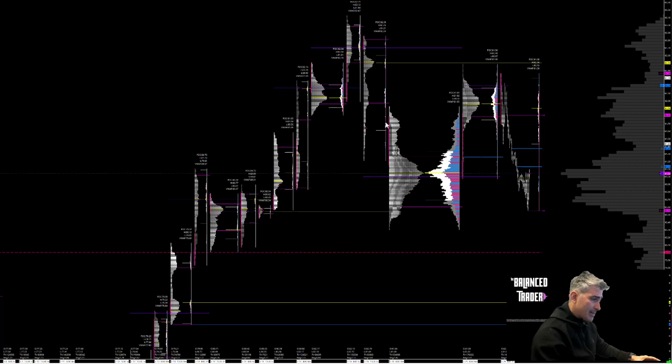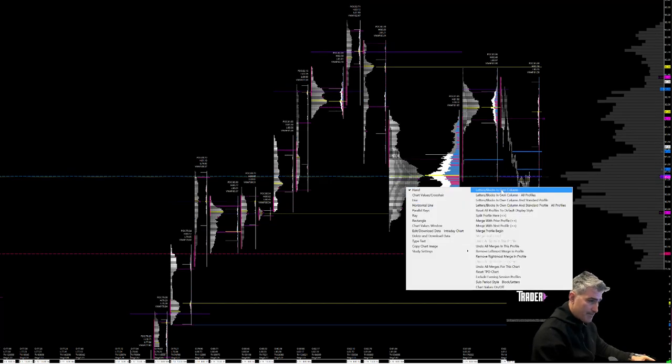So what I do is I'll merge the profiles, and this is how I do it. This is Sierra Chart. So we're looking at May contract WTI here. This is back adjusted profiles. I like to use back adjusted profiles. So let me just reset the chart.